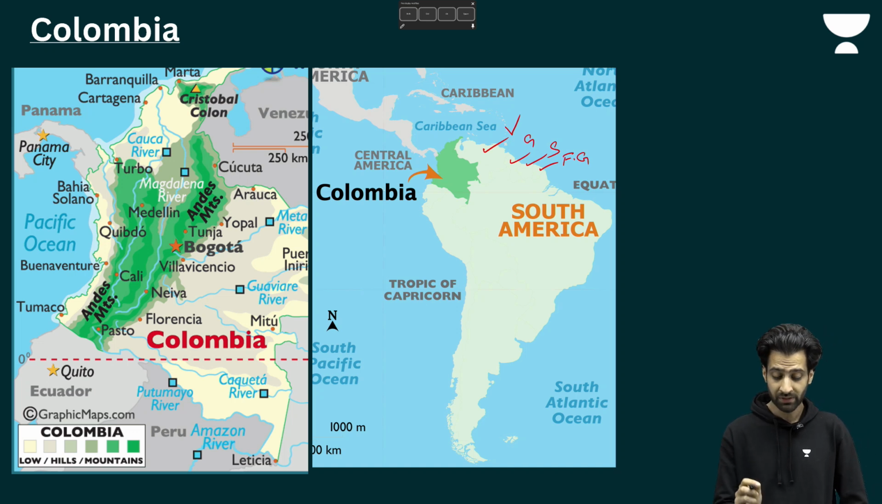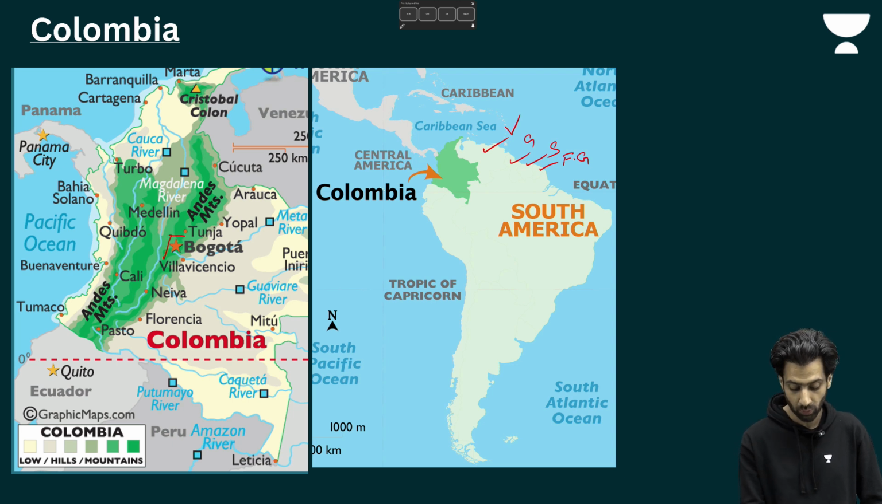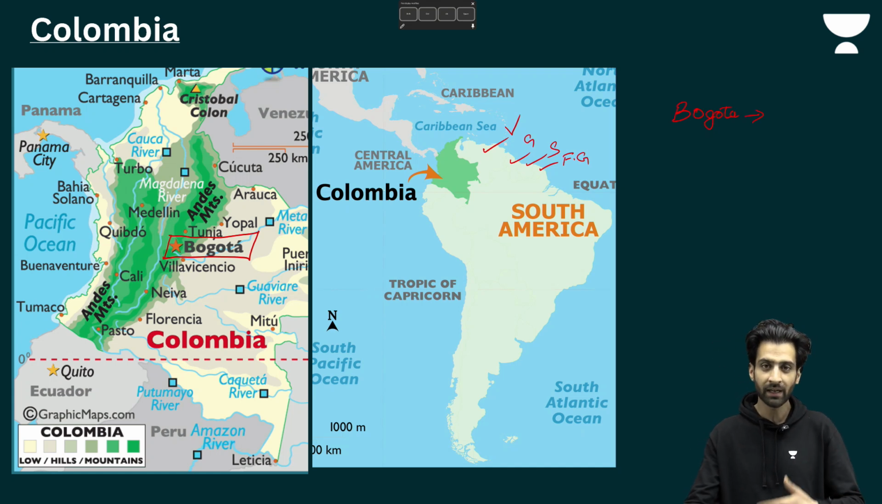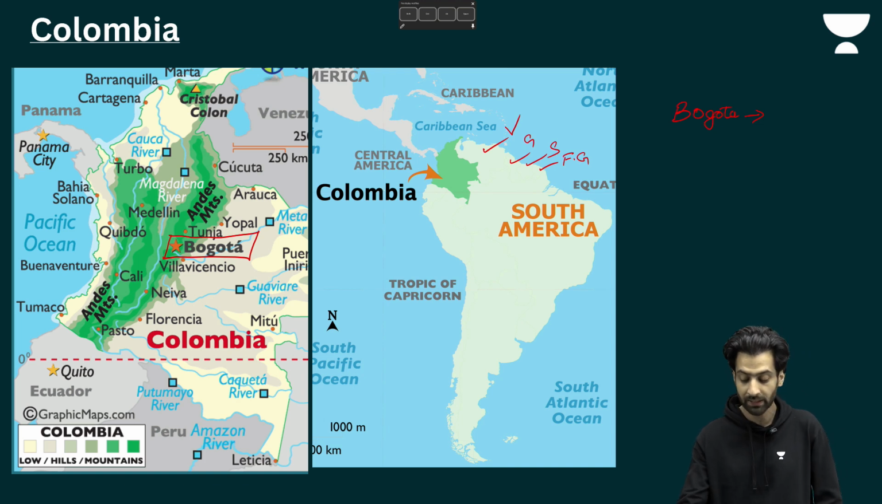There are some interesting features about Colombia. First, about the capital. The capital is Bogota, B-O-G-O-T-A. Capital Bogota, B-O-G-O-T-A. If you're finding it difficult to memorize these things, then you should revise as much as possible so that you don't forget them.